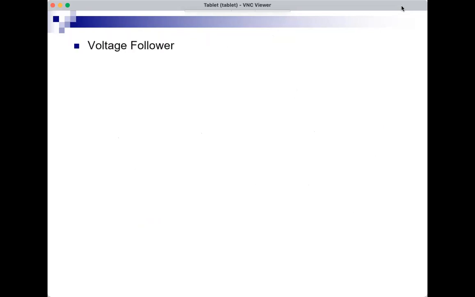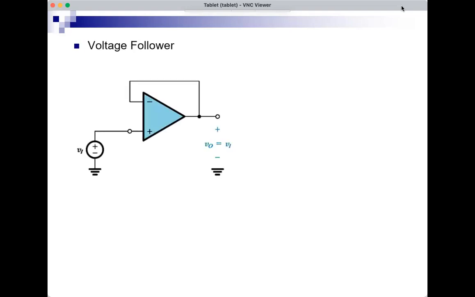One more very simple application is the voltage follower, which is just like a buffer. It takes the input voltage and produces an output which is exactly equal to the input. And we can do this by taking the output and connecting it to the inverting input and applying the input to the plus. So the virtual short should make this equal to VI, but this is connected to VO. So VO is therefore equal to VI. That's called a voltage follower.